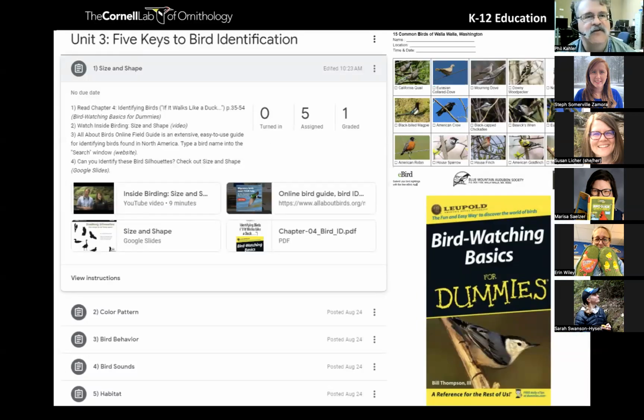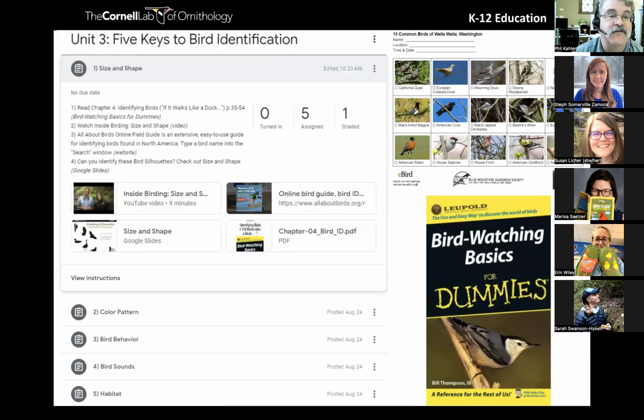And so Unit 3 then focuses on 5 keys to bird identification. And as my textbook, I use Birdwatching Basics for Dummies. I received a whole pallet of these books from a former parent who worked at Leupold. So I've got a lifetime supply of these for my students, and I give them away. And the chapters go along perfectly with the way I've set this out.